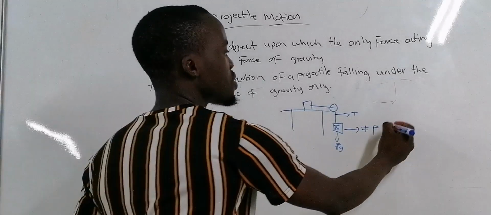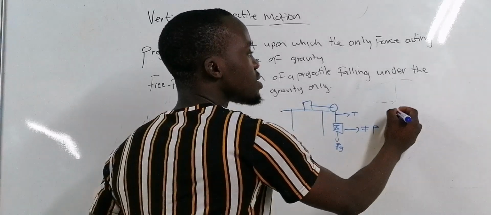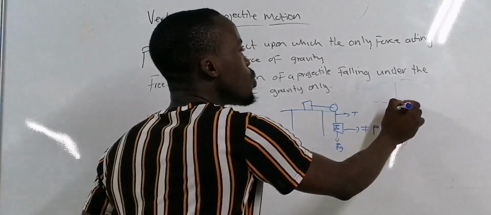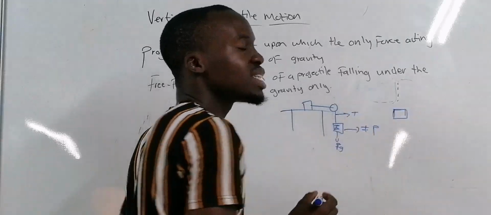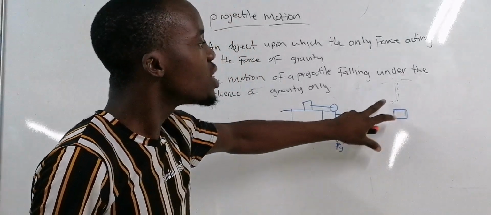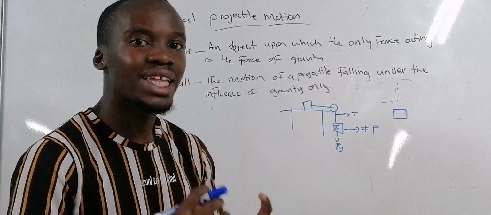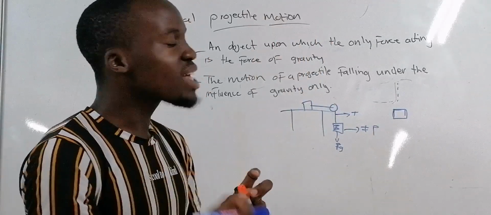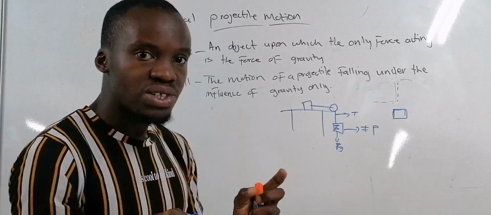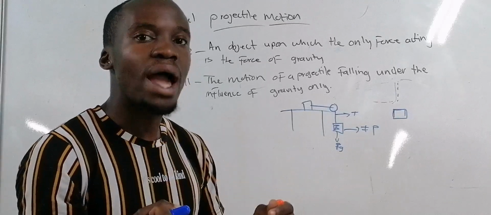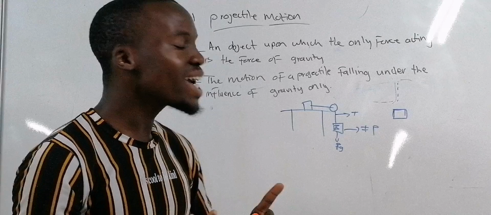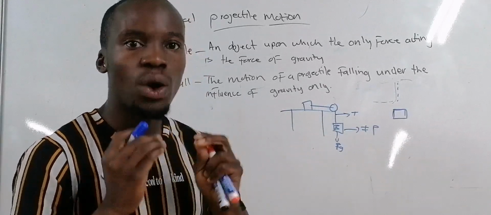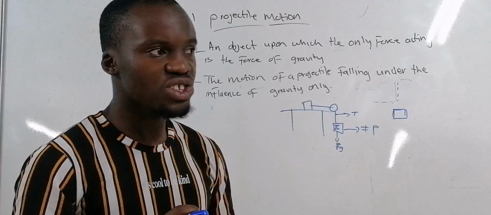But if I take a block, maybe a stone or whatever, and I throw it in the upward direction, remember there's no tension or rope pulling the object. I just throw it up in the air. So if I throw it up in the air, what happens? It becomes a projectile. Why? Because there's only one force acting on the block, which is the force of gravity, or the weight. I don't know if you understand that.